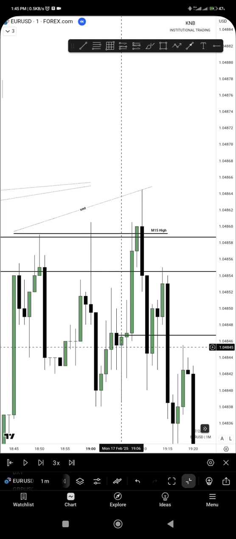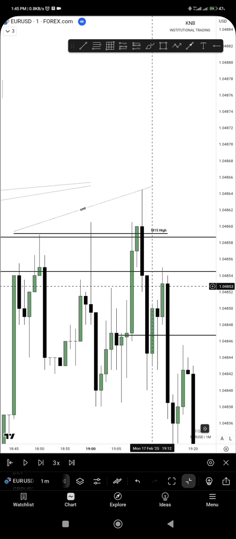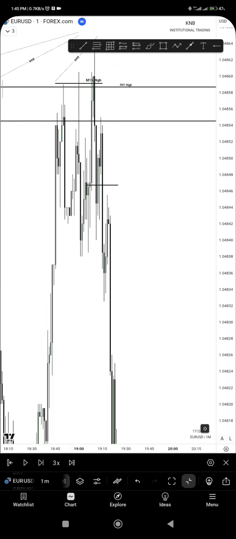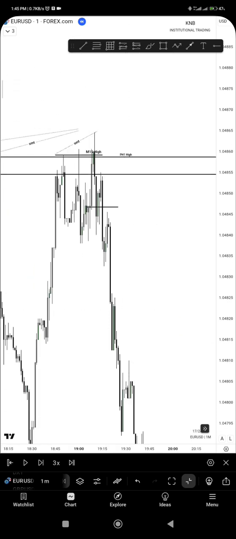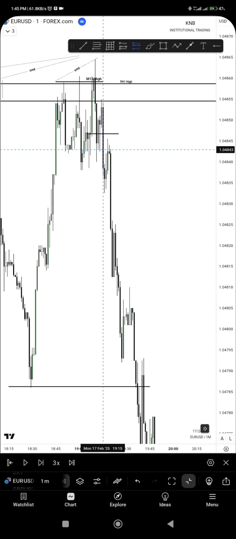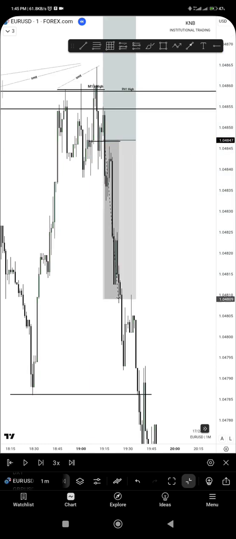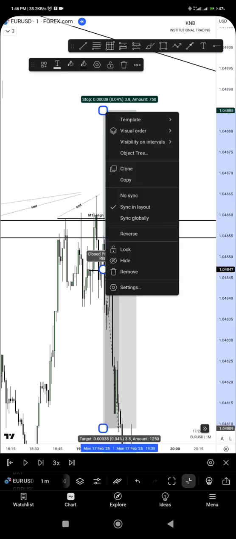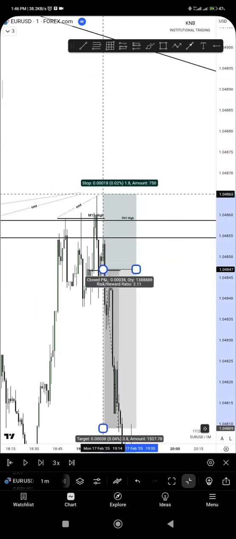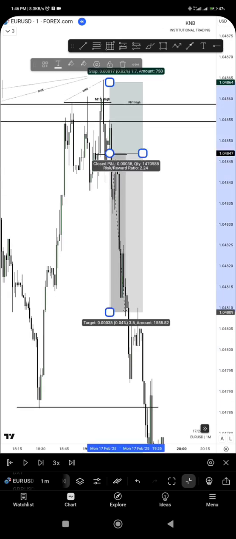Then you take your change in state of delivery, fair value gap comes here. I like my change in state of delivery, and then I sell. So when I sell right there, what do you think my risk to reward is going to be? This is the power of the double SMT. In this case it's actually triple.